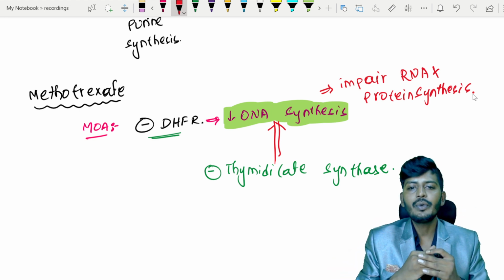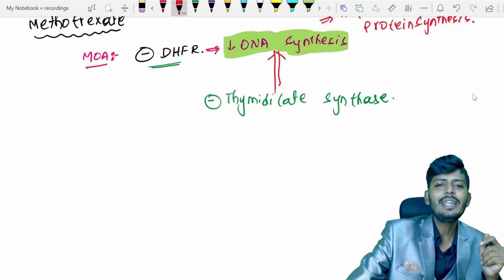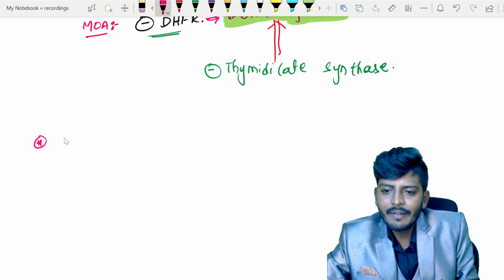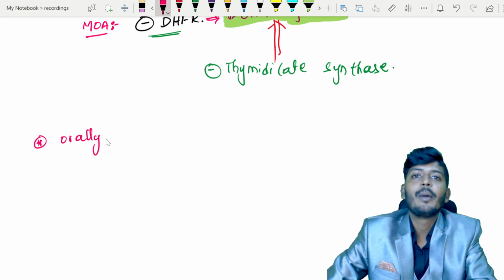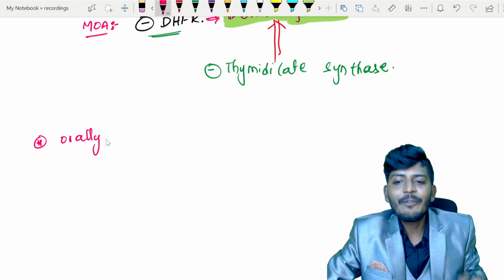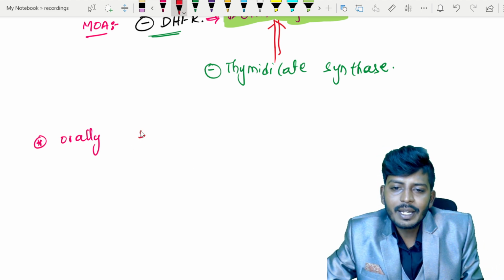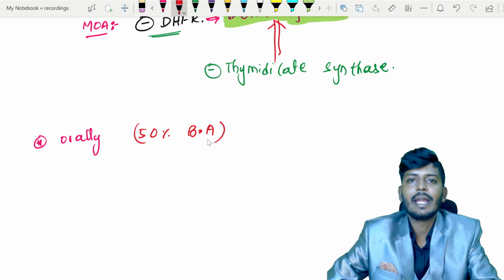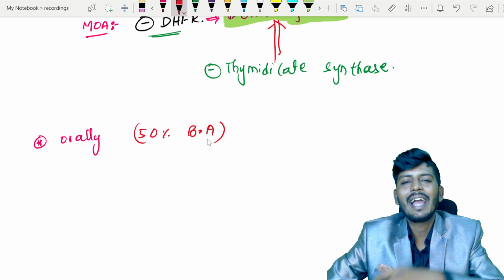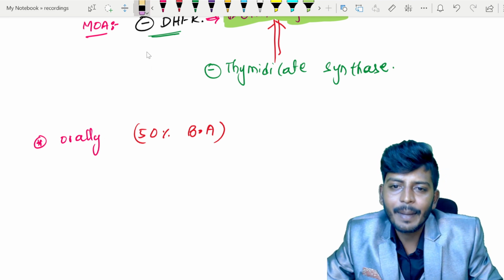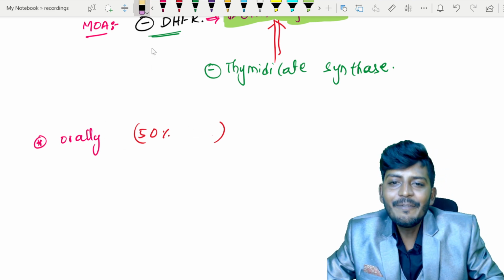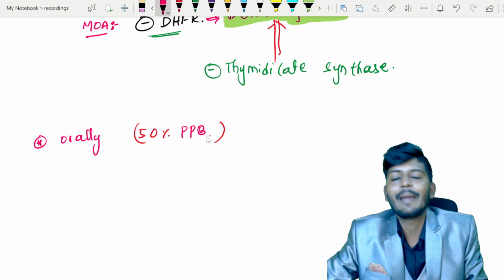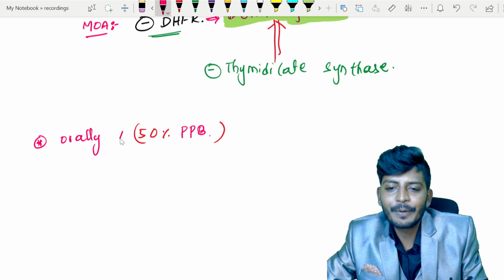Okay, so once we understood the mechanism of action, let's talk a little bit about pharmacokinetic properties. Methotrexate can be given orally. Basically, it is available in the form of tablets. If given orally, it has approximately 50% bioavailability. Actually, it is well absorbed. The more important point is, if given by oral or any route, it also has 50% plasma protein binding ability.